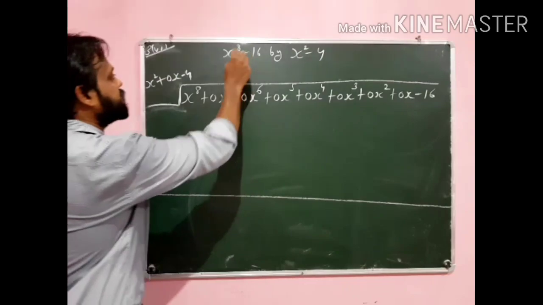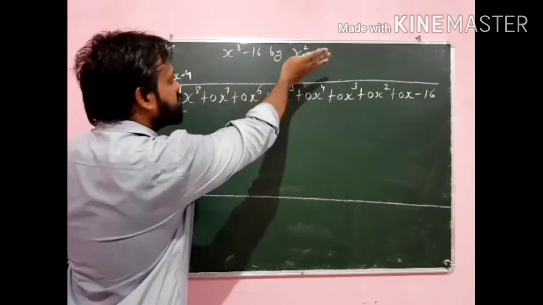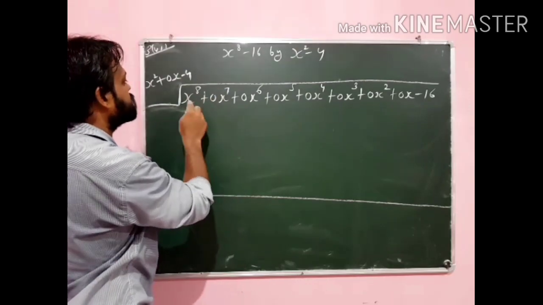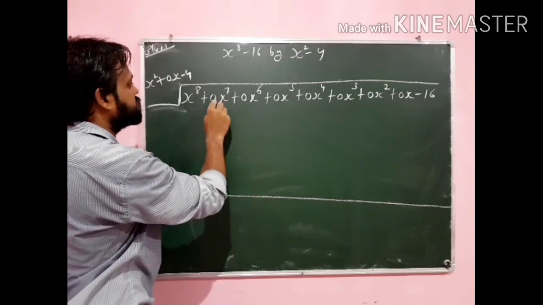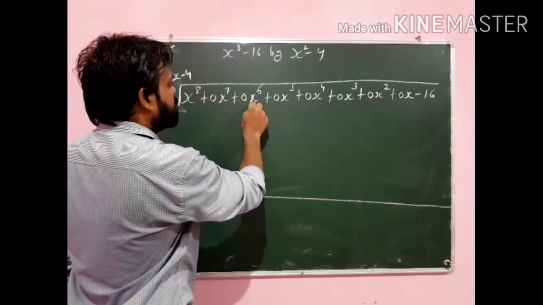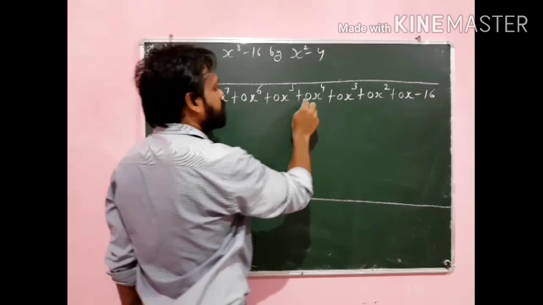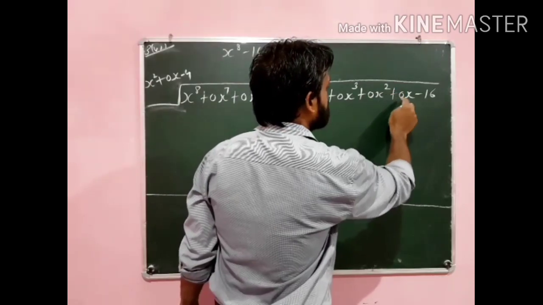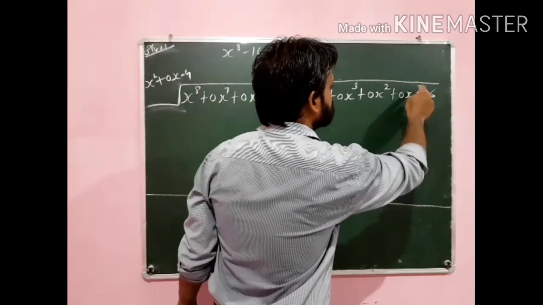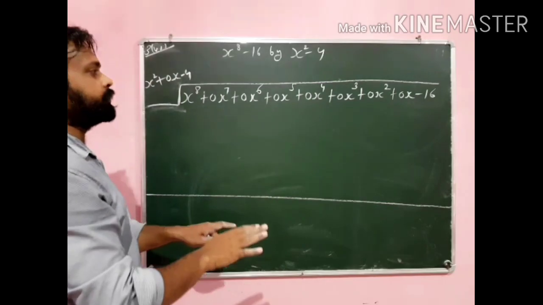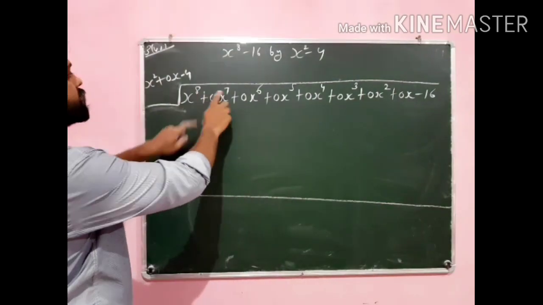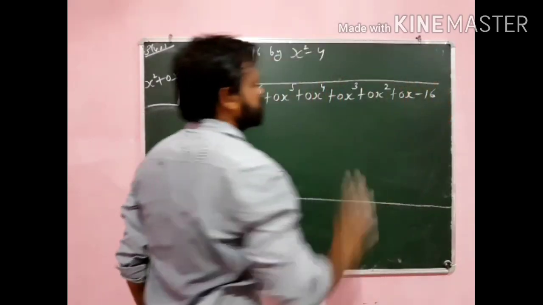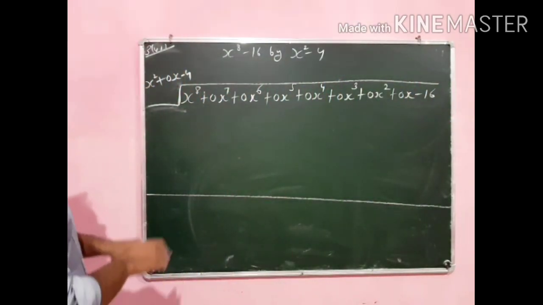How? You can see this is x raised to power 8 and all the other terms are missing here. So I introduced them myself: this is x raised to power 8 plus 0x raised to power 7 plus 0x raised to power 6 plus 0x raised to power 5 plus 0x raised to power 4 plus 0x raised to power 3 plus 0x raised to power 2, then 0x, where the power is 1. So my order is complete. You can see 8, 7, 6, 5, 4, 3, 2 and 1 then 0. So my order is completed here.